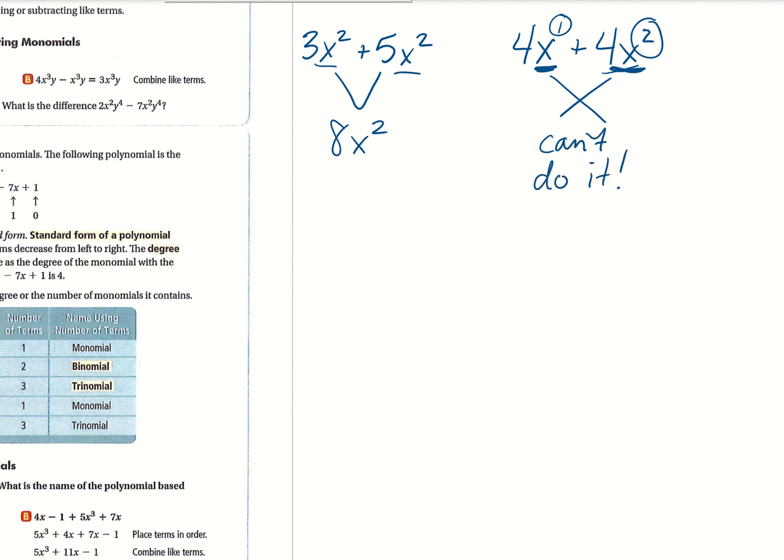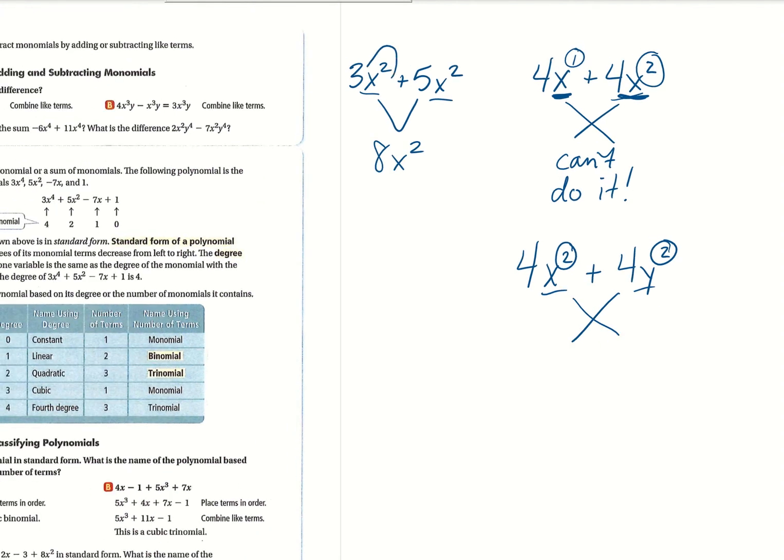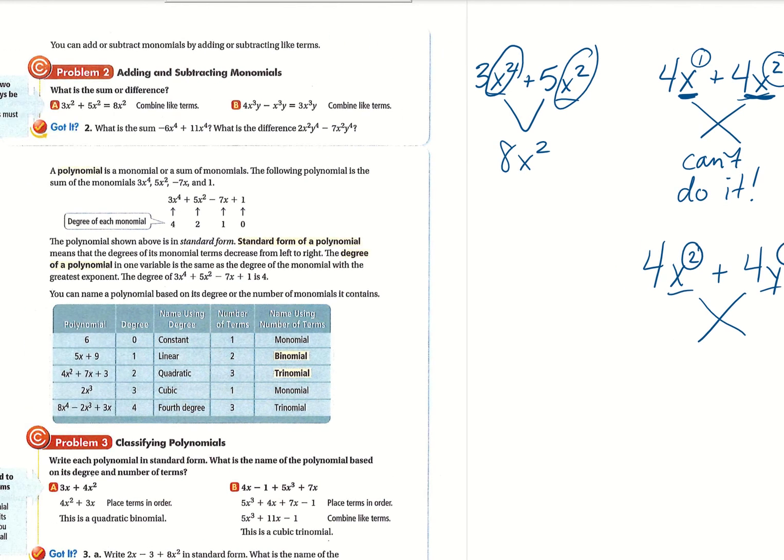All right, so don't get confused on that. Another example of one that seems like maybe it is, probably a little bit less so, would be 4x squared plus 4y squared. Those seem like, because they have the same degree, you can combine them, but they have different variables, so you can't do those either. They've got to be the exact same as far as this piece right here. That's what we're looking for when we do these. Go ahead and try out Got It problem 2 right here, and then we will go ahead and move on again.